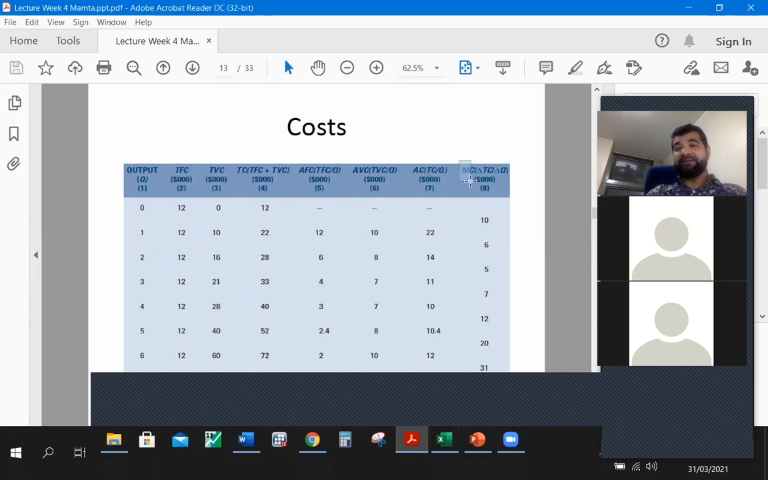This one is interesting, marginal cost. Change in total cost divided by change in quantity. Remember this one, please. Please remember this one. I know you guys can handle the others because divided by quantity, you get the average. That's okay, you can understand that. But marginal cost is a bit different. Marginal cost is change in total cost divided by change in quantity.